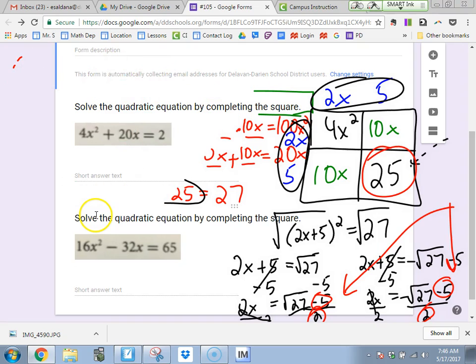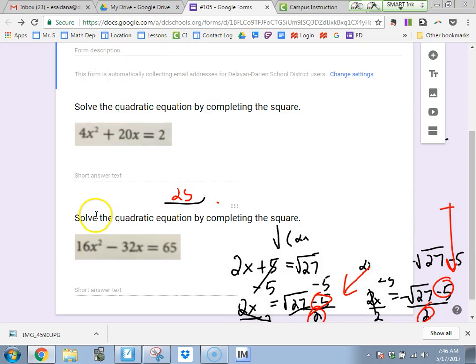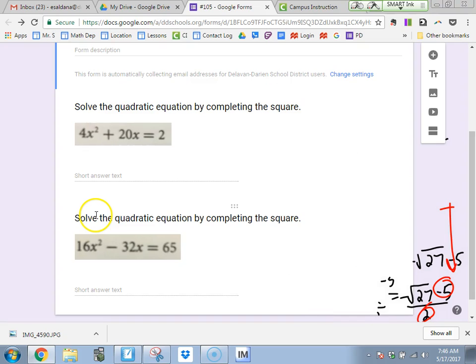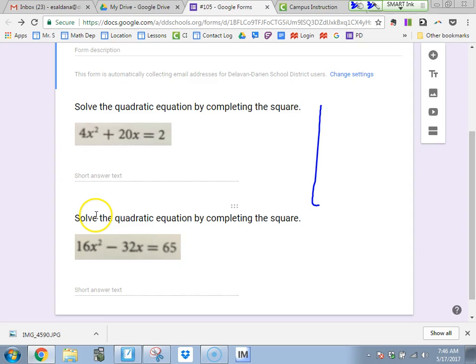Okay, let's look at the last problem here. This one is a little bit less involved. Still the same process. Notice I have the number on the other side. The 65 is on the other side of the equal sign. What I want to do, similar, box, 16x squared, put here. We don't know the bottom right. You should be writing this down right now.